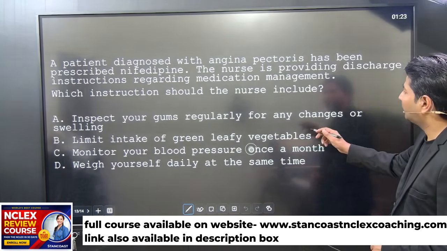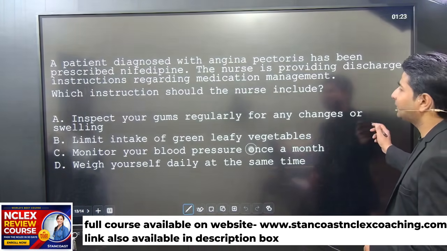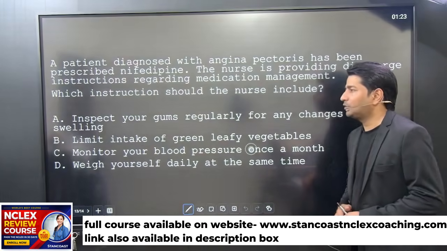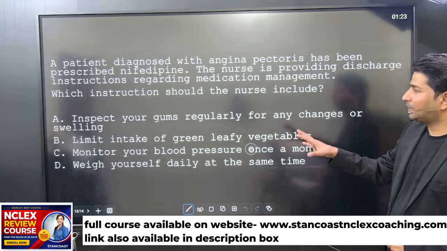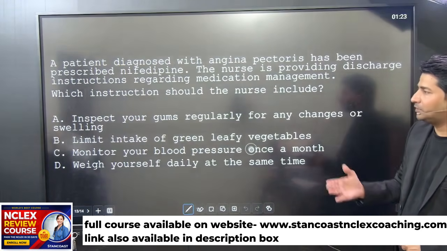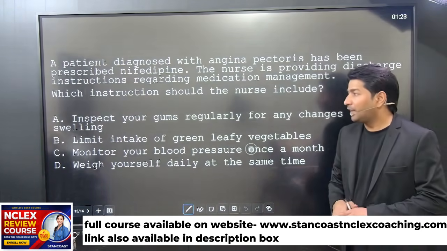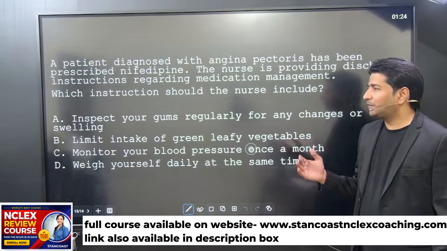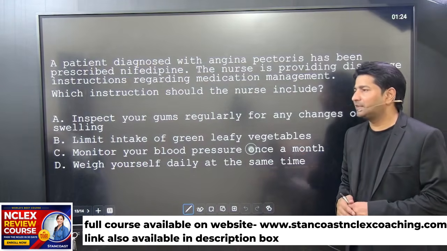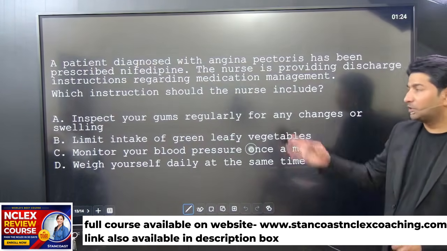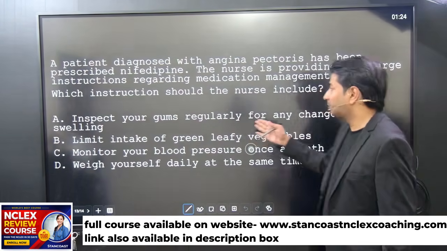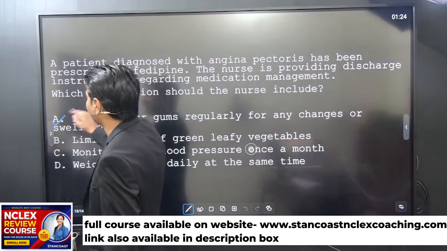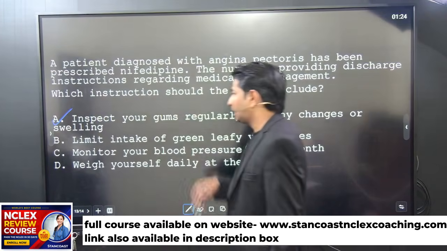Inspect your gums regularly for any changes or swelling in the gums. The patient should be told to keep an eye out for any changes. Yes, this medication, nifedipine, can cause gingival hyperplasia, which means it causes swelling in the gums. So the patient must be informed that if gum swelling occurs, they should note it or report it. Therefore, the correct answer here is A.